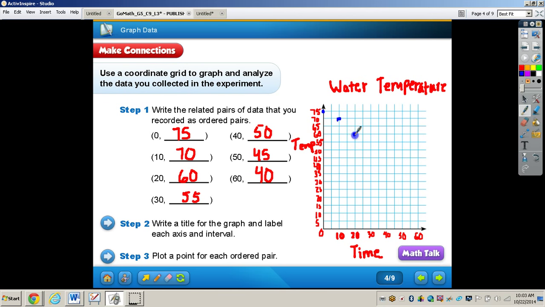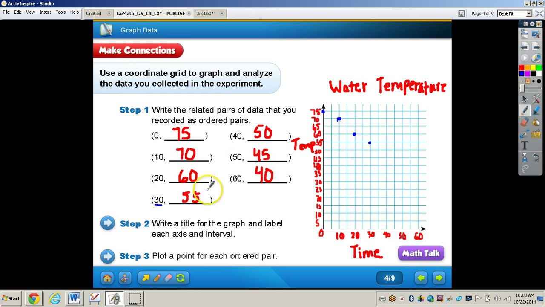And I do want you to do this with me. Alright, now we have 30 and 55. So go over 30 on the x-axis because that is represented the x-axis, my ordered pair. 55, you need to go up 55 there and plot that point just like I did.